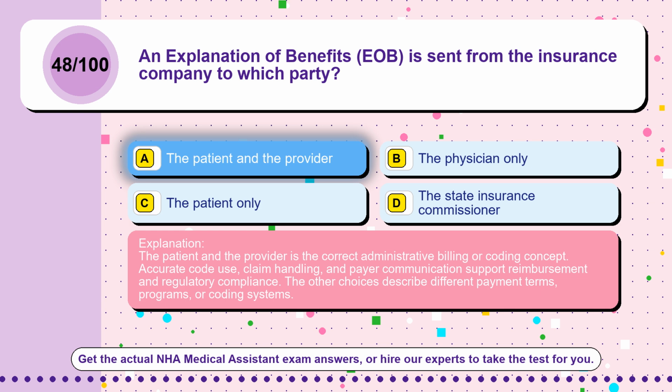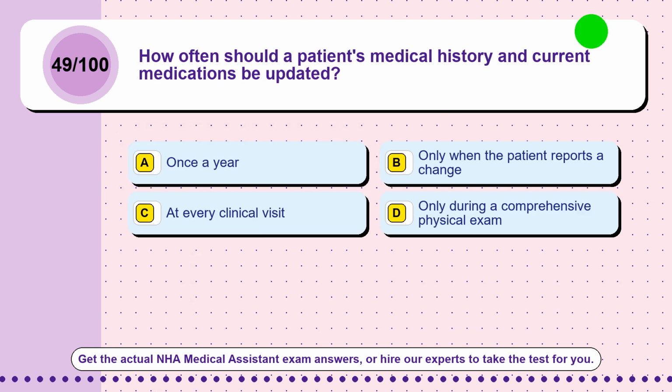A first morning void is concentrated and useful for routine screening and microscopic urinalysis. It improves detection of cells, casts, proteins, and other substances that may be diluted later in the day. Timed collections and catheterized specimens are reserved for specific orders. Question 49.